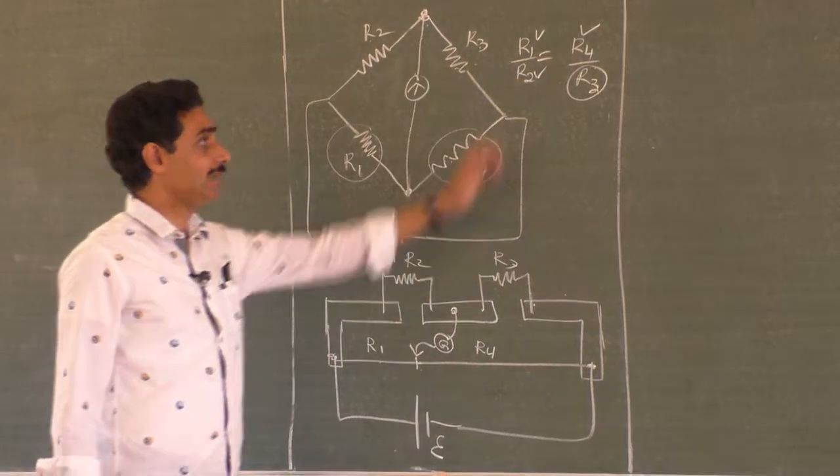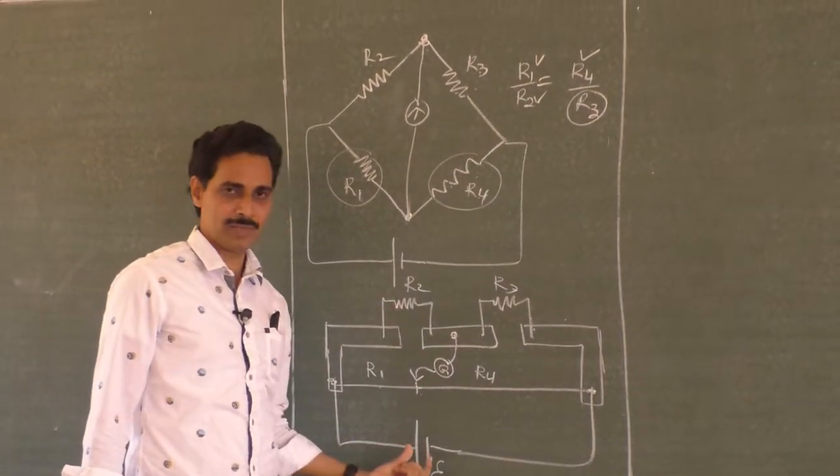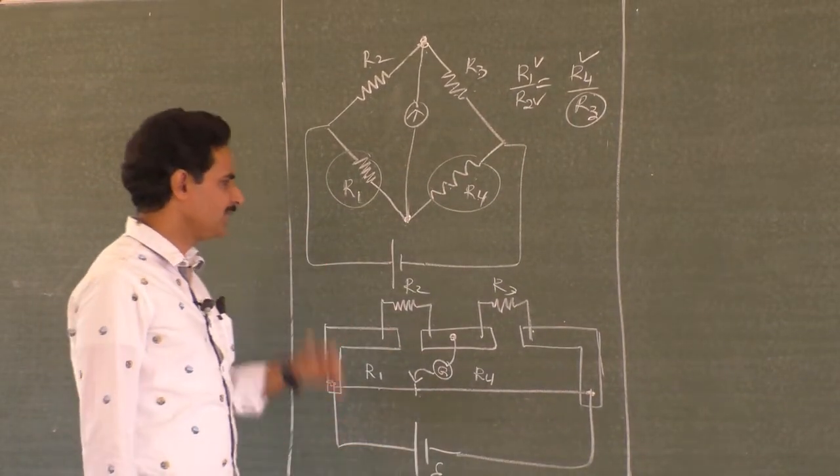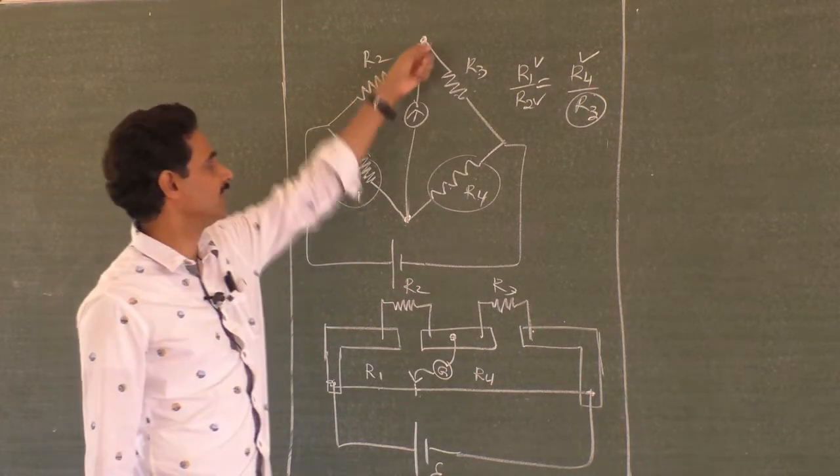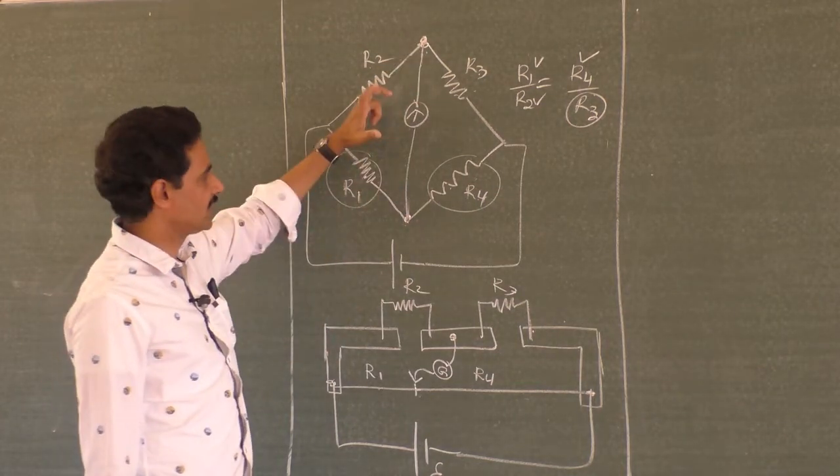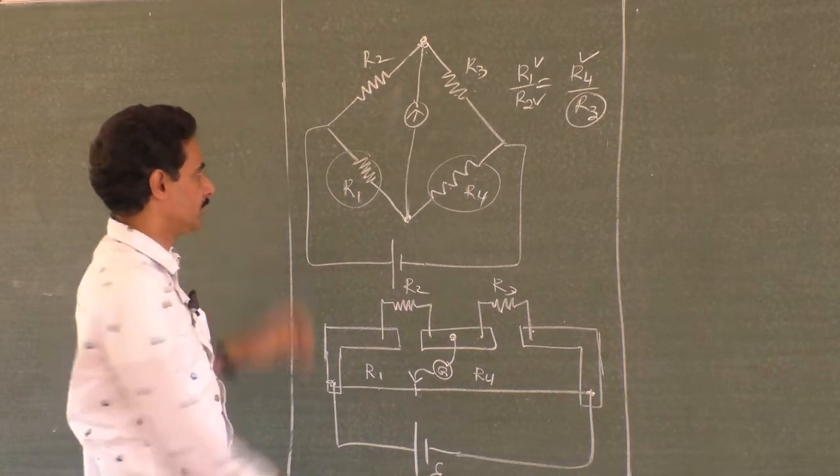And remember, the balancing condition doesn't depend on the battery, because only some current should flow such that the potential here and the potential here are the same. No potential difference, so no current flows through the galvanometer.